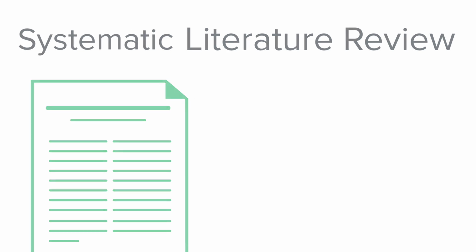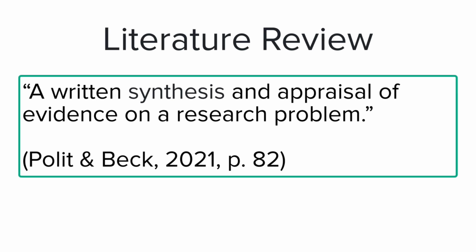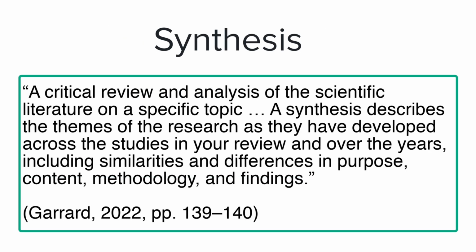Let's start by thinking about what a literature review is, because a systematic review is a type of literature review. A literature review is a written synthesis and appraisal of evidence on a research problem. And the synthesis is a critical review and analysis of the scientific literature on a specific topic. A synthesis describes the themes of the research as they have developed across the studies in your review and over the years, including similarities and differences in purpose, content, methodology, and findings.